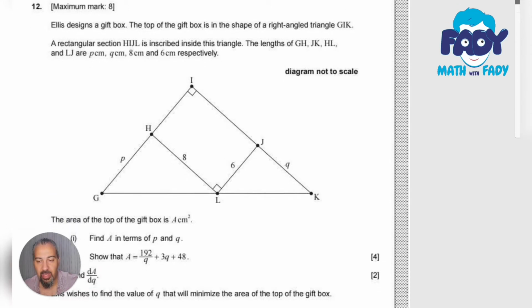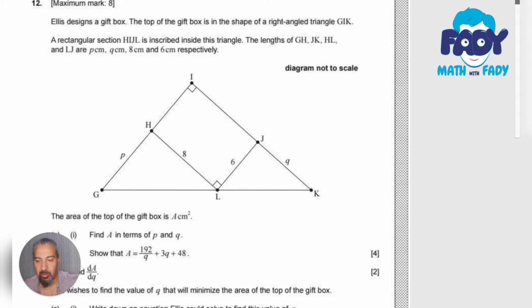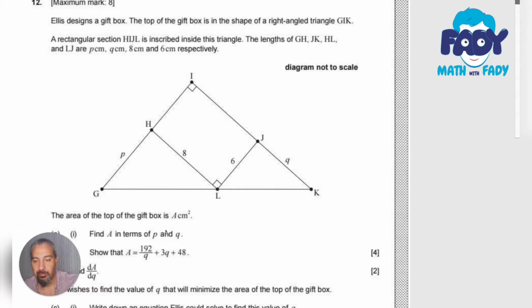The area of the top of the gift box is A centimeter squared. Find capital A, the area, in terms of P and Q. So mainly we need to find the area of this triangle. We know that the area of a triangle is half base times height.